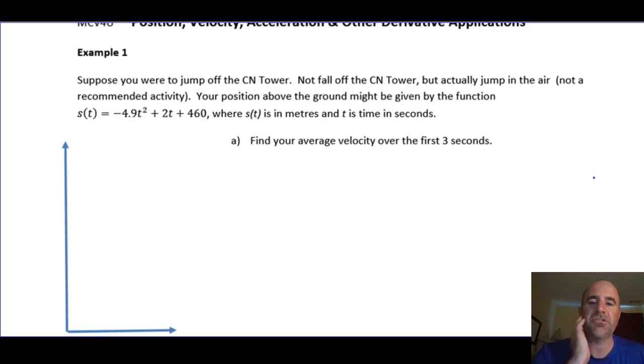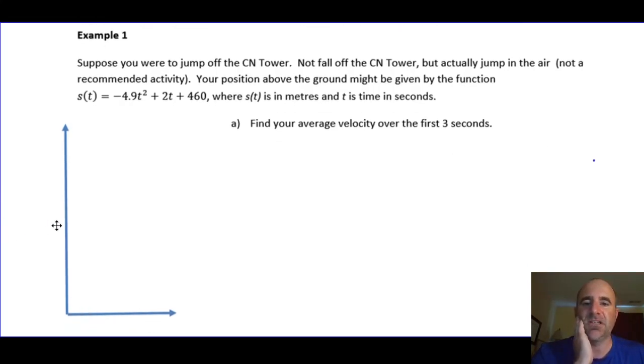So our first example, suppose you were to jump off the CN Tower. That is jump, not just fall off the CN Tower, not a recommended activity, of course. Your position above the ground might be given by the equation that you can see here. Okay, obviously a quadratic equation, ignoring air resistance.